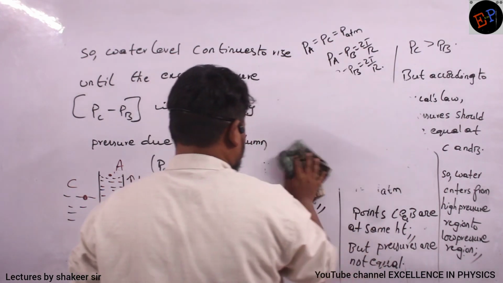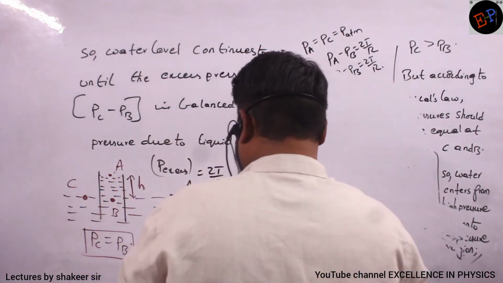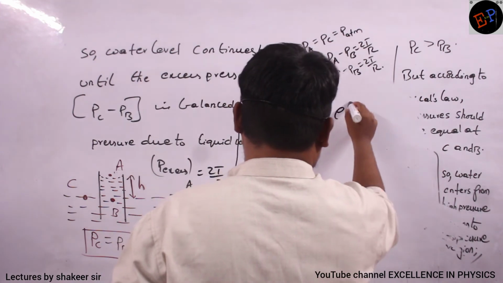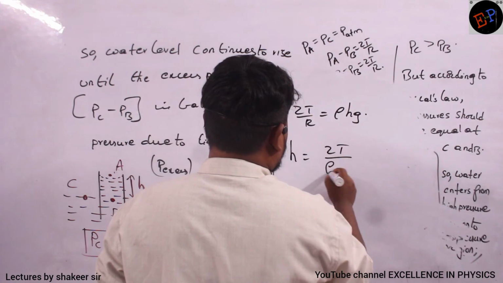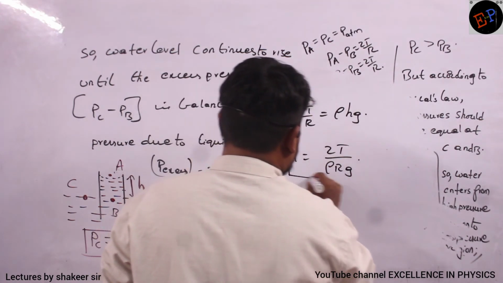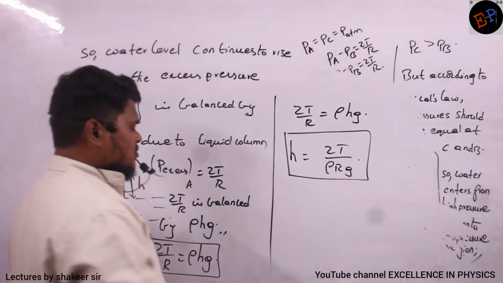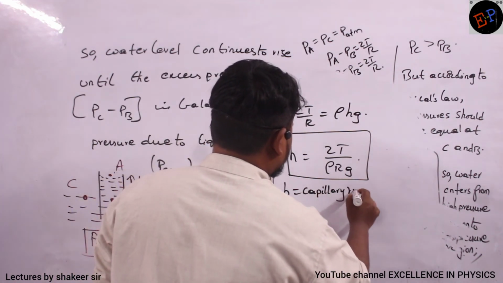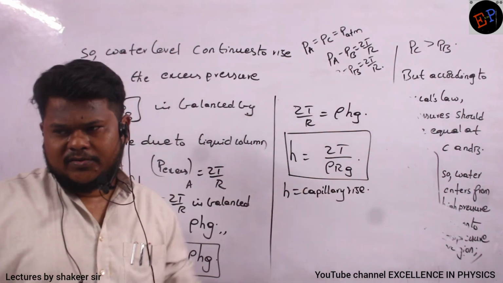So therefore what we write is, okay, 2T by R is equal to rho Hg. So therefore H value is how much? 2T by rho Rg. So this is a relation to calculate height of the liquid column, okay. Or this H you can also call it as capillary rise. Capillary rise. And the same formula you can use in the case of mercury also.